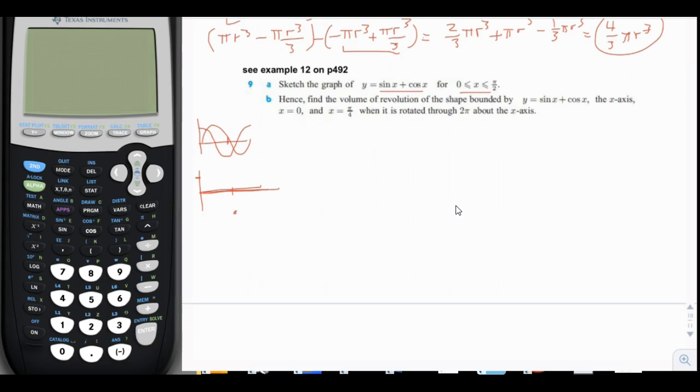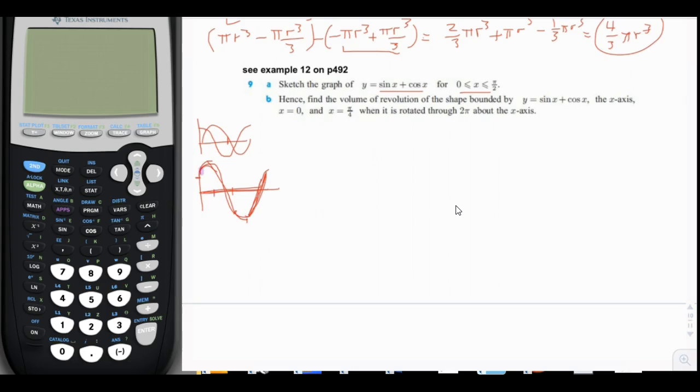and here it would be higher, and where would be the maximum? Maybe here. Here would be 1 at the end too. It would look kind of like this. It would be a sine wave also, but just shifted a little bit. Okay. And then do it for 0 to pi over 2, which would be about here.